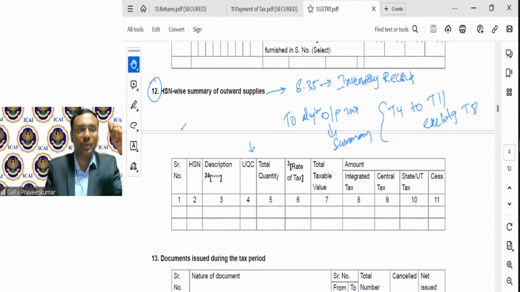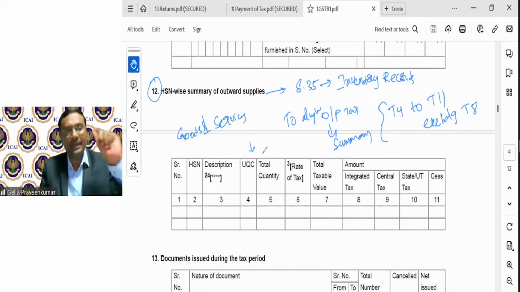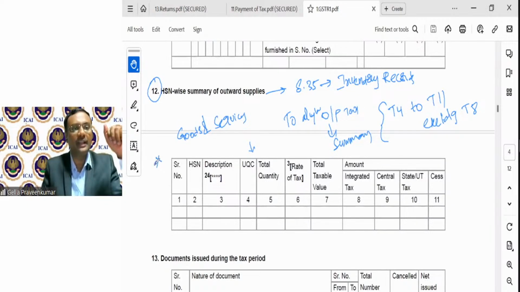Sir, is it applicable only for goods? I would say this is applicable for goods and services. So in a particular month, whatever sales data we have taken, that summary has to be filled mandatorily in this particular table. This is the importance of table number 12.